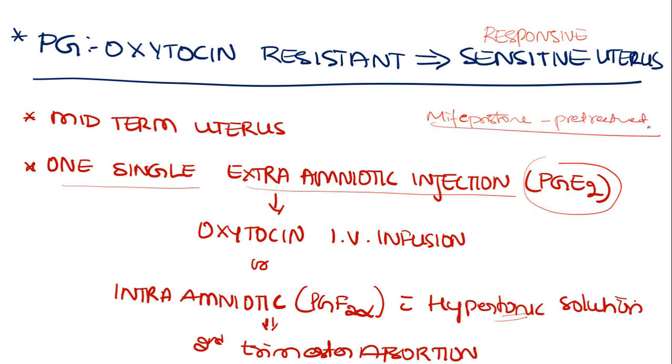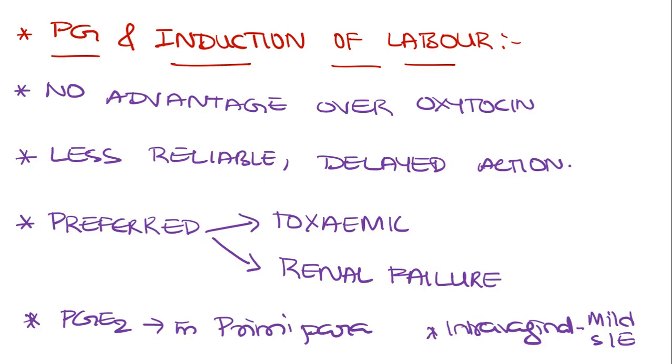Pre-treatment with mifepristone improves the efficacy of prostaglandin E2. It will improve the efficacy of prostaglandin E2 as an abortifacient. So coming to the prostaglandin and its use in induction of labor, when compared to oxytocin, it does not offer any more advantage compared to oxytocin. Therefore, prostaglandins have no advantage over oxytocin in case of induction of labor.